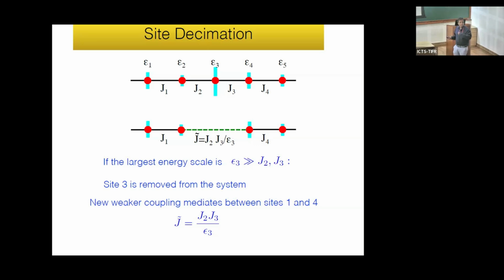So at every step of the renormalization group, you either integrate out a site or integrate out a bond. In this case, you're doing a site decimation. If you do a site decimation, the two sites 2 and 4, which are not coupled in the beginning, get coupled via this effective renormalized coupling J, which is actually weak, because the strongest energy scale, epsilon 3, comes in the denominator.